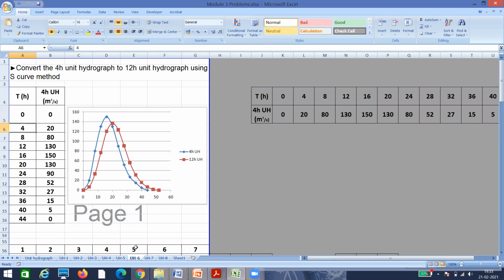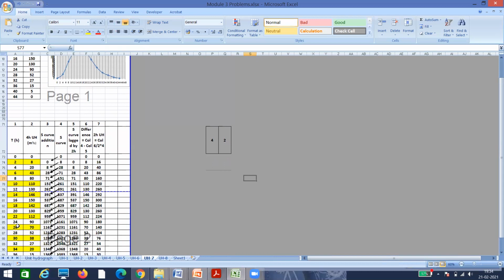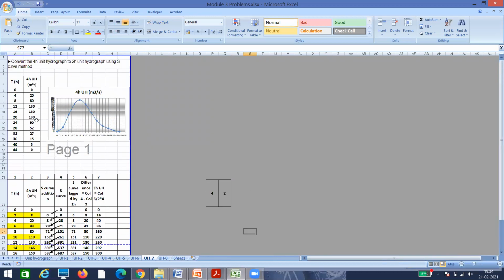Now coming to the next problem, we are converting 4 to 2. So the minimum of 4 and 2 is 2. So for 2, I have to add the values. Since the data is not given, I have to add the values in between, otherwise I won't get an accurate value. If I'm converting a 4-hour unit hydrograph to a 2-hour unit hydrograph and it is given for every 4 hours, I have to have the values for every 2. You can do it by averaging the values.